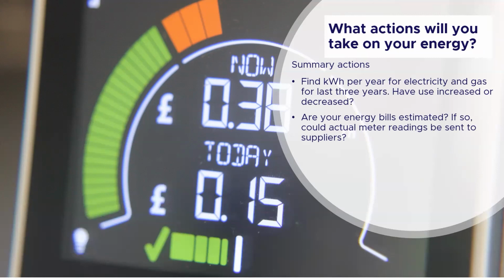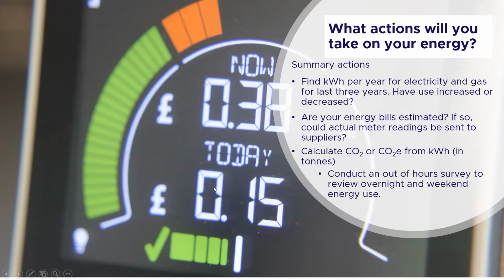Secondly, do the energy bills that you have include too many estimated readings? And if so, do you have any capacity to put in actual meter readings to send to your suppliers so there's more accuracy there? Finally, or second to last, sorry, you can calculate your carbon from electricity and gas or other fossil fuels by taking the kilowatt hours. You just need those coefficients from the government website. And you can also conduct an out of hours survey.